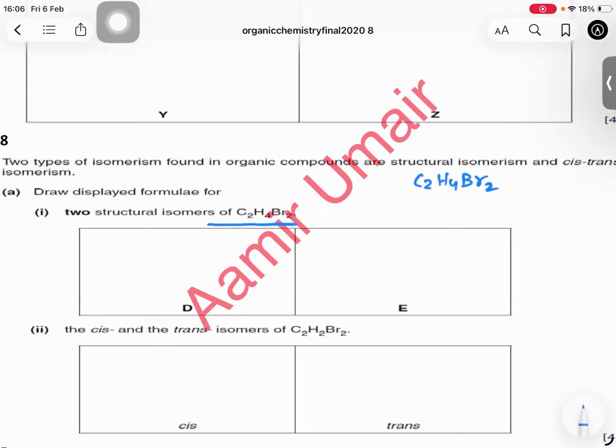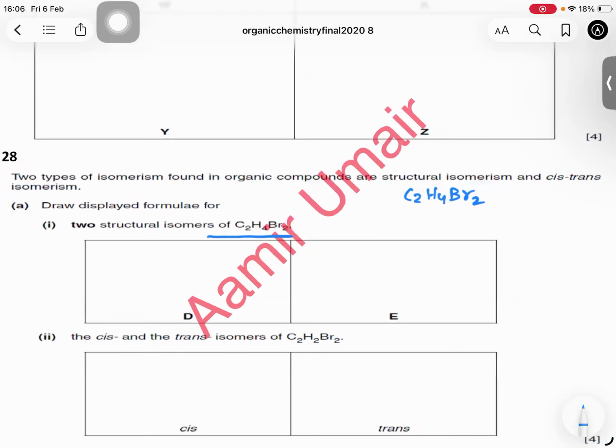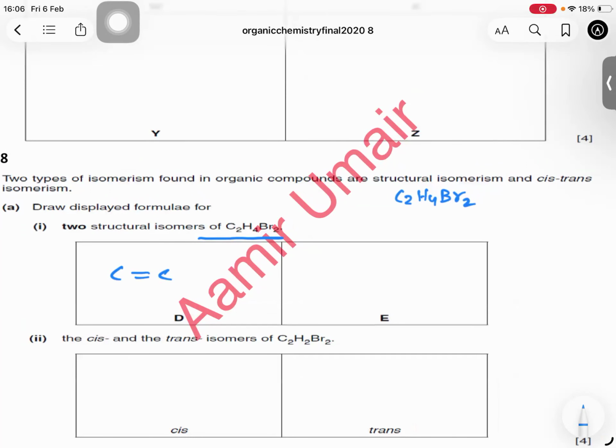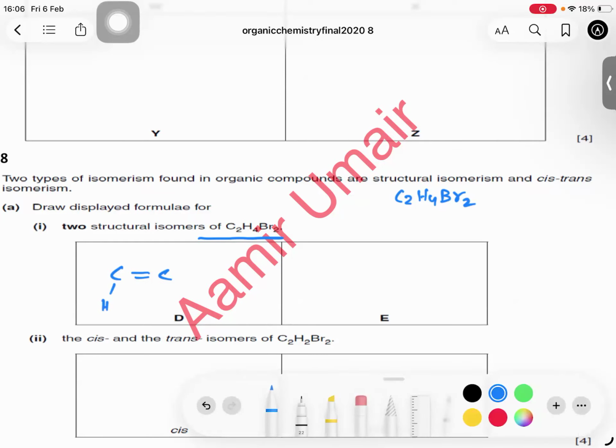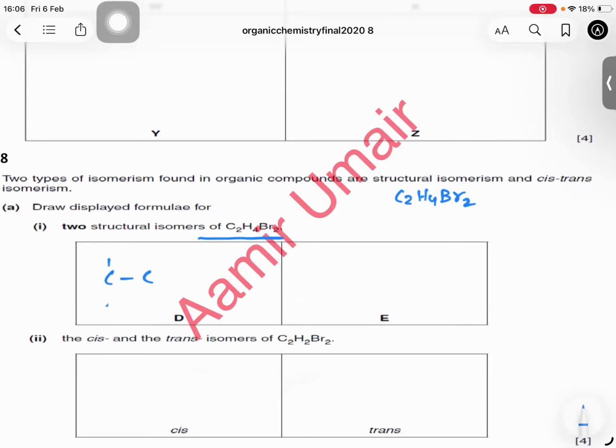Double covalent bond. Two dashes. This one. Done? So I think double covalent bond and... Okay, let me draw it. There is a double bond. Sorry, there's no double bond. My apologies.